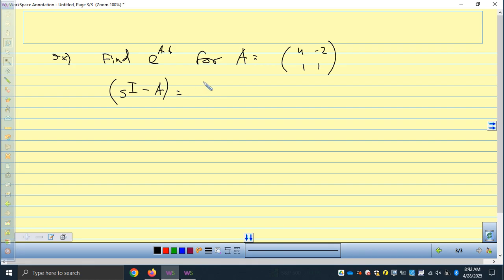That is s minus 4. Should it be 2? Negative 1, s minus 1. Is that right? Yeah, we're subtracting, right?